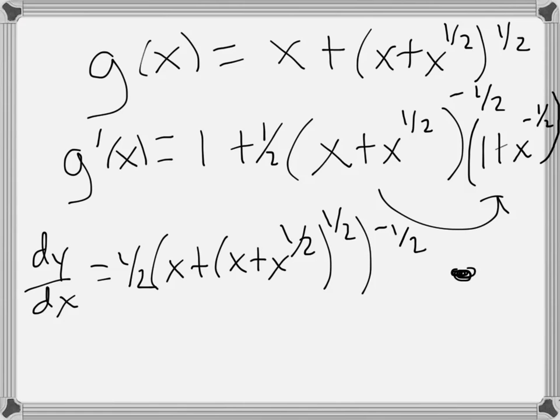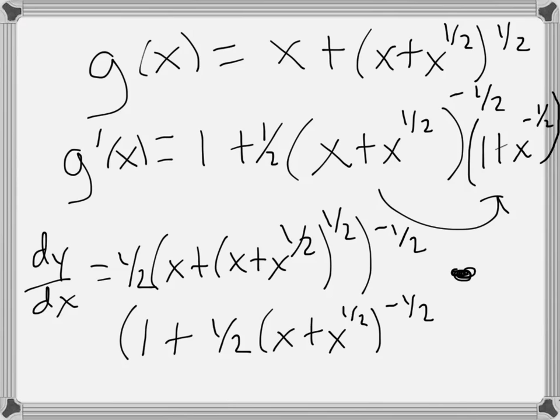So that's going to be times, so I'll just draw a dot, times this thing I have up here, but the whole thing in parentheses. 1 plus 1/2 x plus x to the 1/2 all to the minus 1/2, and that piece times 1 plus x to the minus 1/2. So that is one long derivative. So you can see these are getting pretty crazy now. And so that would be the final answer.